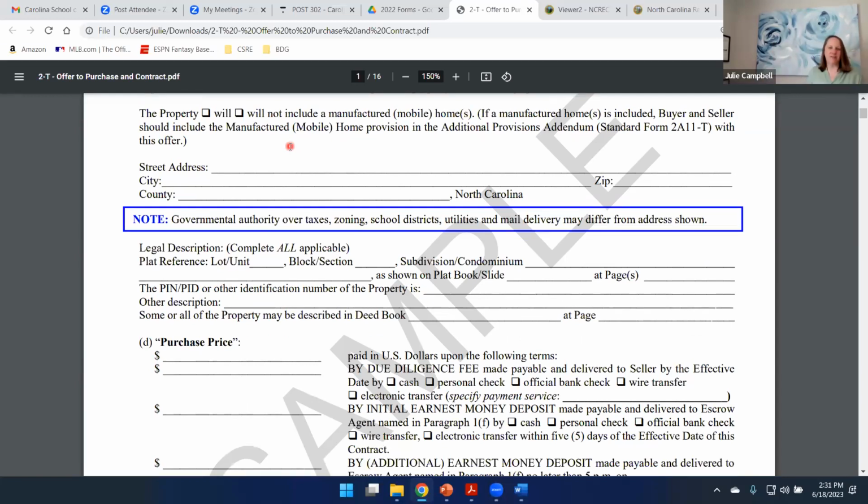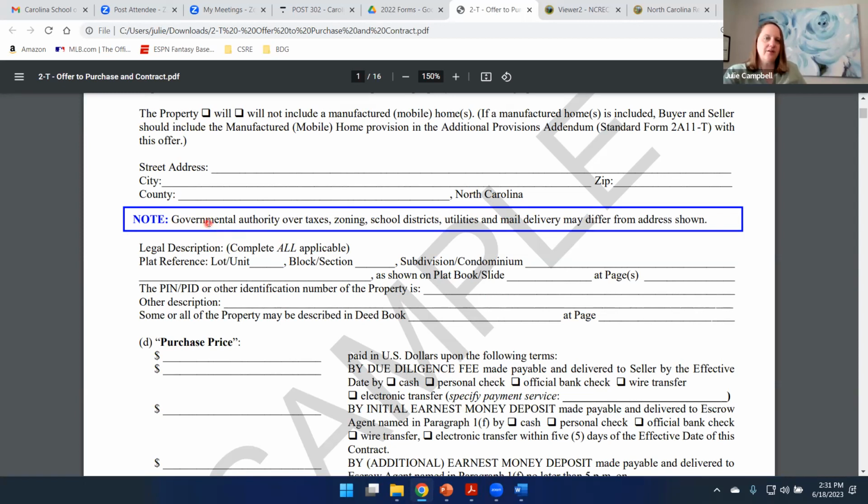So we have the property, whether or not there's a mobile home. Then we're going to fill in the street address, city, state, county. This is a North Carolina form from the North Carolina Association of Realtors for a property located in the state of North Carolina. So they did that for us. We don't have to put the state in. You're licensed in another state. You're helping your buyers buy or sell in Texas, for example. You're going to want to use Texas forms, Virginia, South Carolina. It's all about where the property is located. That's how you know how to proceed.